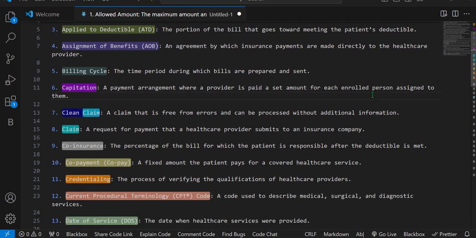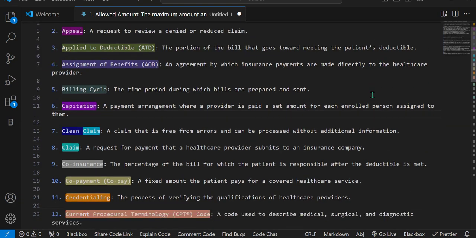So next one is the eighth one, claim. A request for payment that a healthcare provider submits to an insurance company. We know, right? What is a claim? A request for payment that a healthcare provider submits. So the doctor is asking for the amount from the insurance company through a claim. That is called a claim.